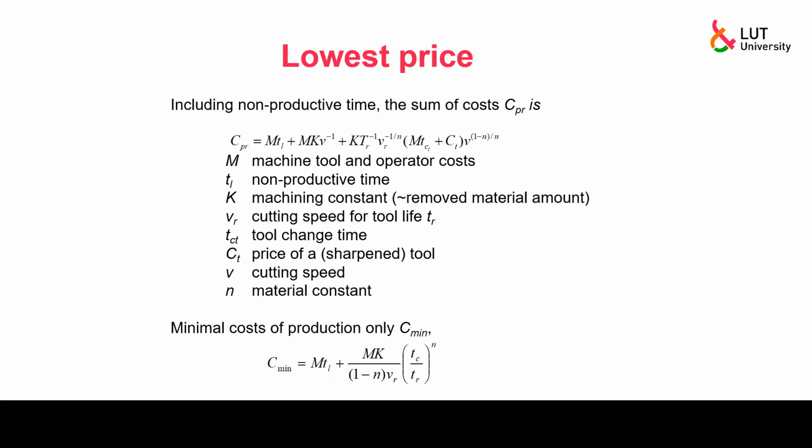So there might be also tool sharpening costs. And if there would be no overhead, then we would have this minimal cost there. But let's have a look how we get those, what we have on the minimal side. So how do we get it? So on the lowest part of this slide, how do we get this MK over 1 minus n VR TC over TR to the power of n?